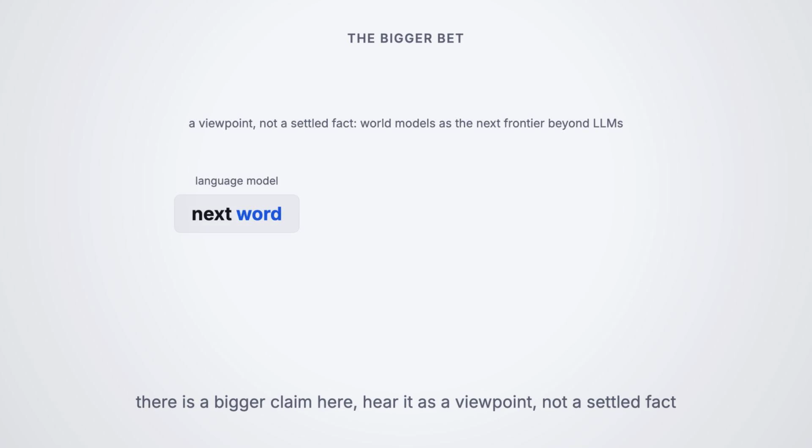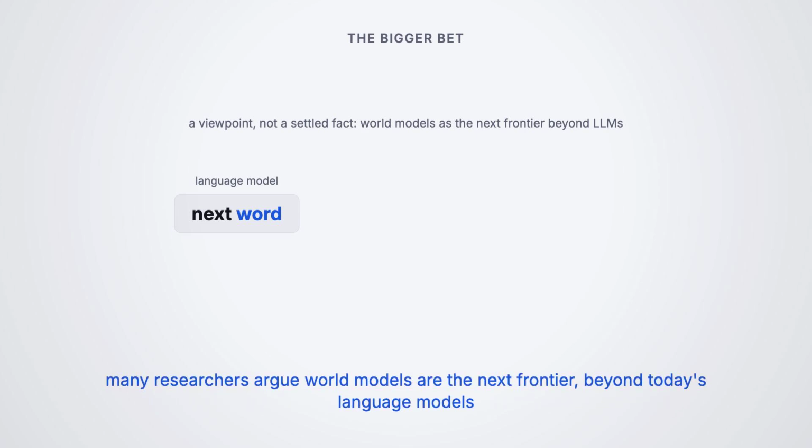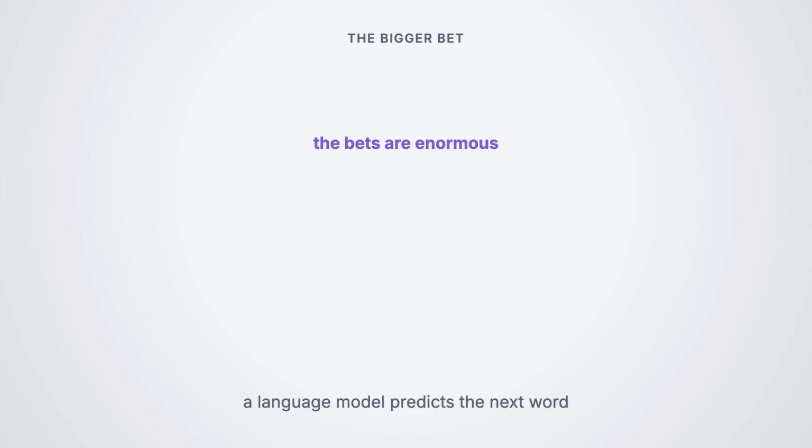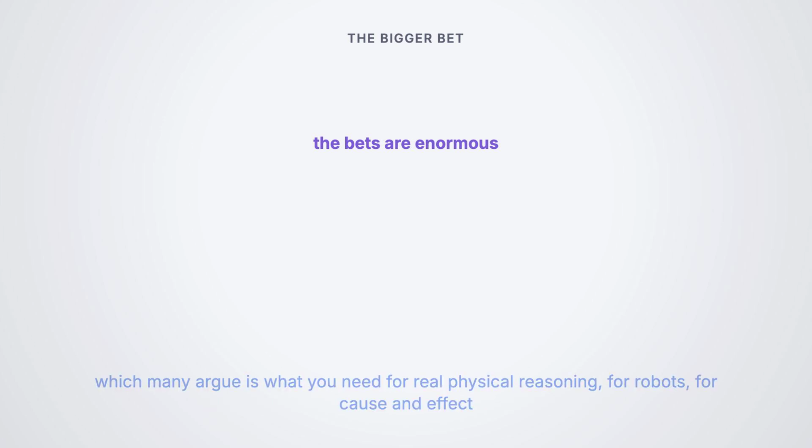There is a bigger claim around this, which you should hear as a viewpoint, not a settled fact. Many researchers argue that world models are the next frontier, beyond today's language models. A language model predicts the next word. A world model predicts the next state of the world, which many argue is what you need for real physical reasoning, for robots, for an AI that grasps cause and effect.